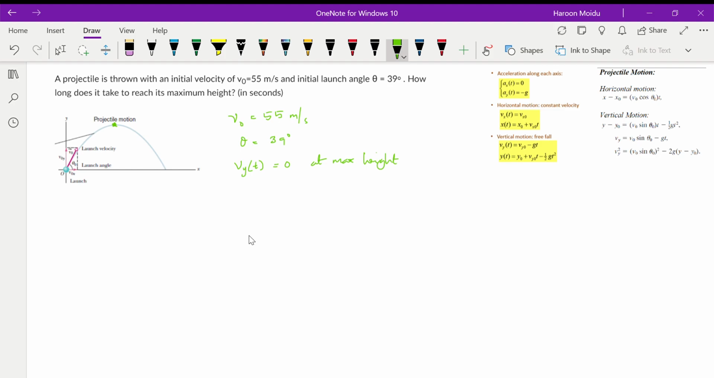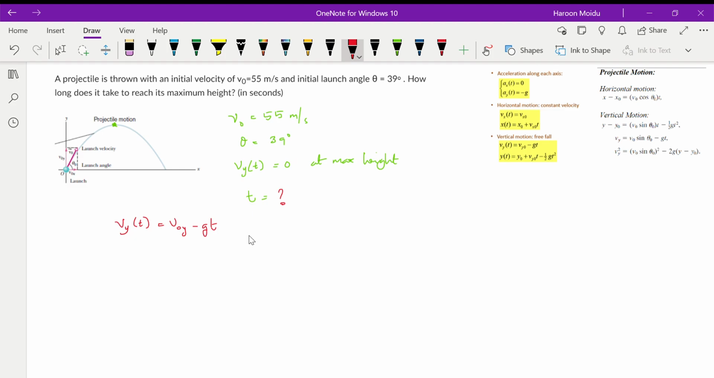Now the question is, what is this time? How long does it take to reach this position? We have to find the time. So now let's figure out what equation we can use here. We have to choose from the vertical motion equations. So we can choose this expression: vy of t equals v0y minus gt.